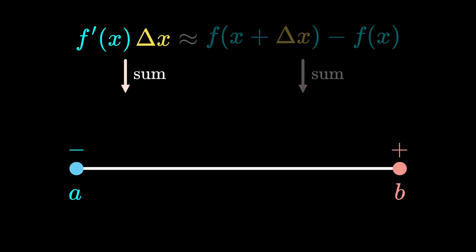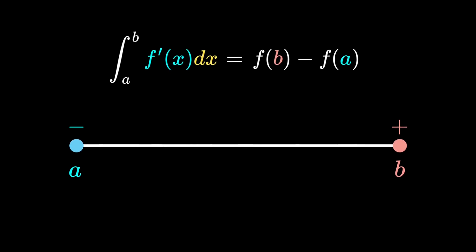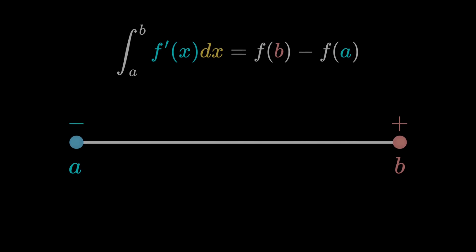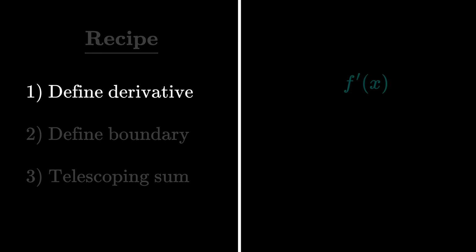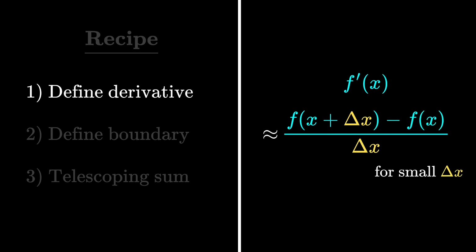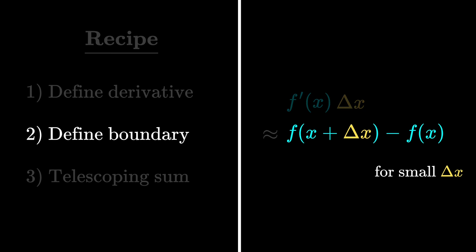The left-hand side becomes an integral, and the right-hand side is a telescoping sum, giving f of b minus f of a. This telescoping mechanism can be generalized, and let's summarize this in a recipe for future convenience. The first step is to define the derivative, which can be rearranged to basically define the boundary of the small interval x plus delta x.